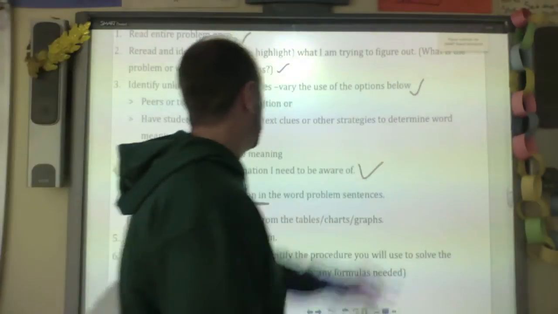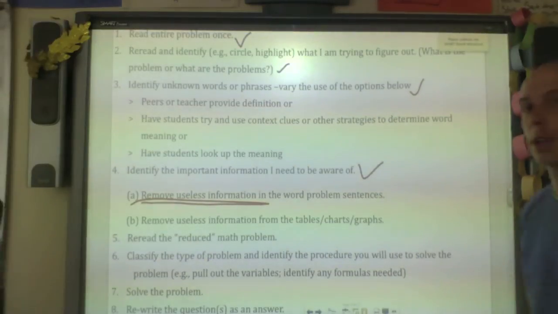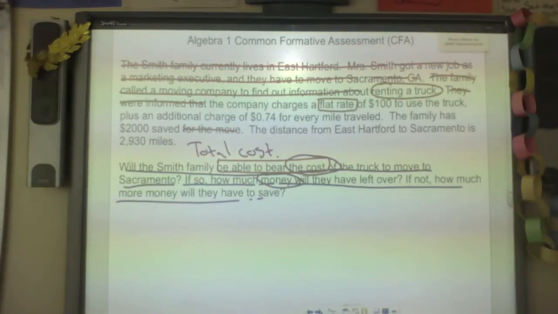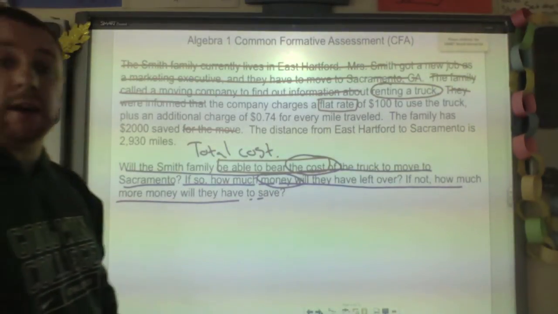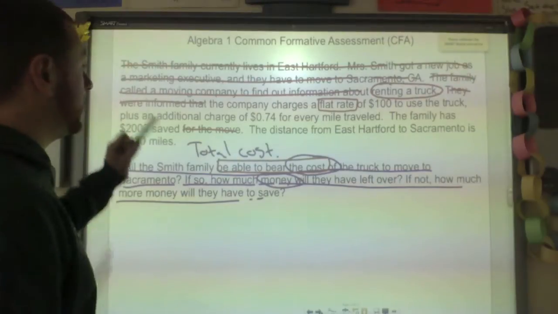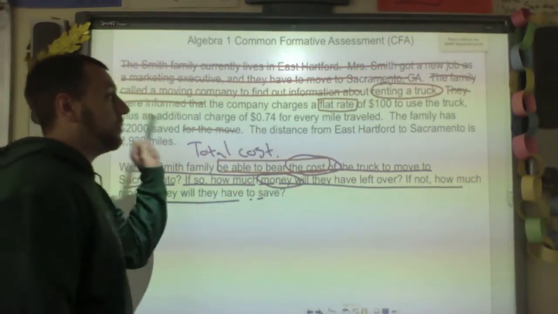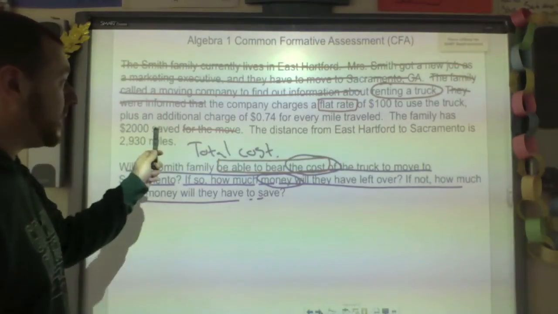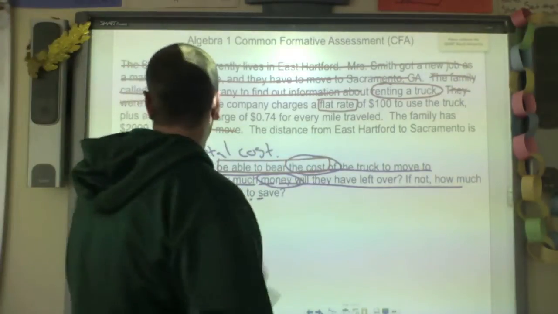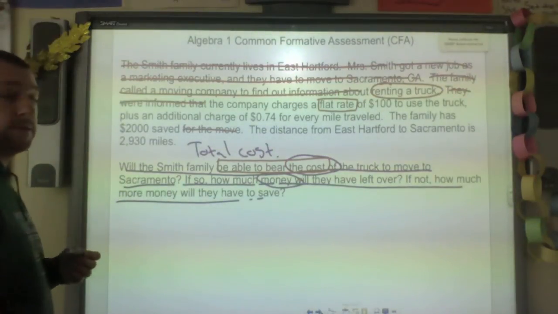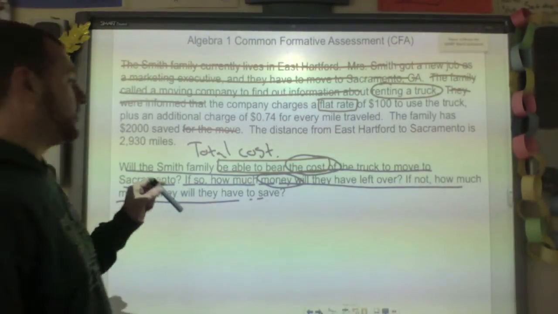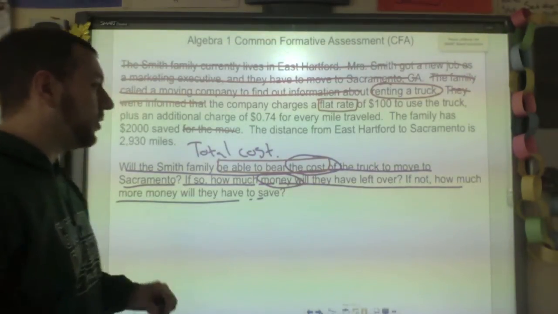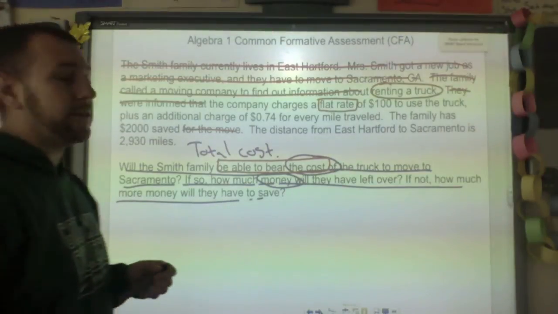We identified the important information and removed the useless stuff. Now we're going to reread the reduced math problem. So, the company charges a flat rate of $100 to use the truck, plus an additional charge of 74 cents for every mile traveled. The family has $2,000 saved. The distance from East Hartford to Sacramento is 2,930 miles. Will the Smith family be able to bear the cost of the truck to move to Sacramento? If so, how much money will they have left over? If not, how much more money will they have to save?